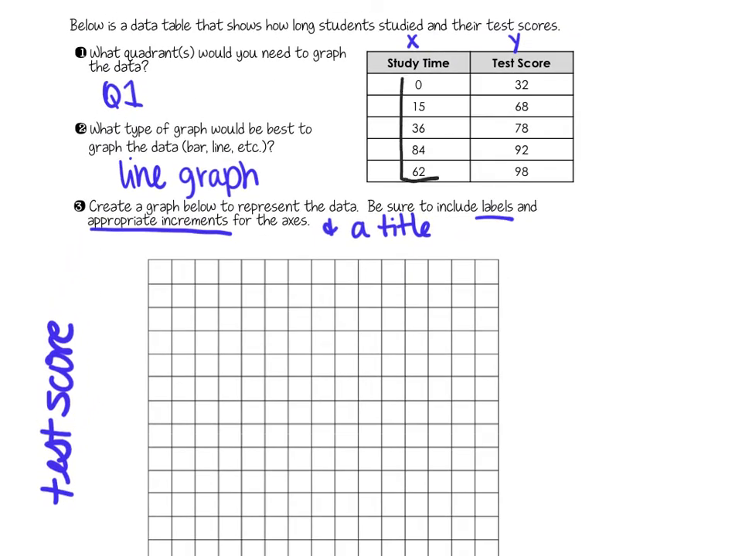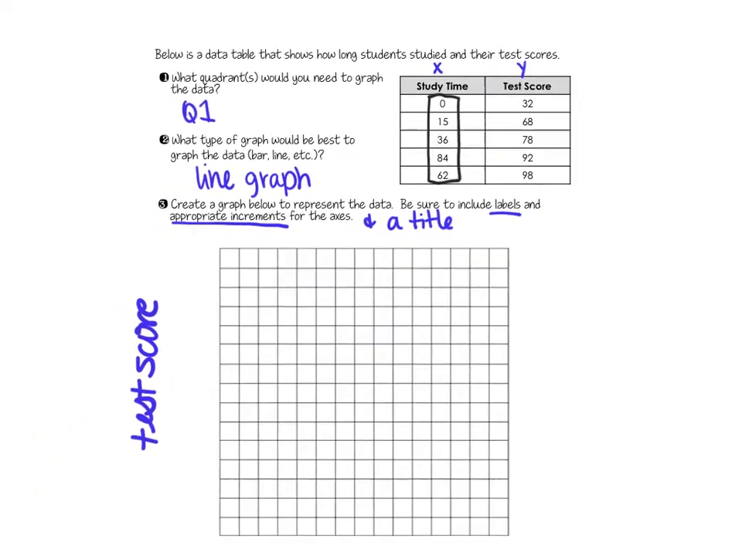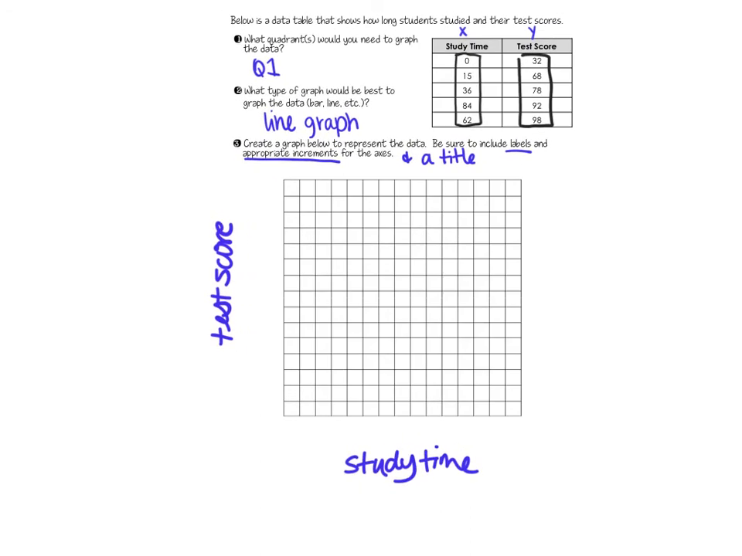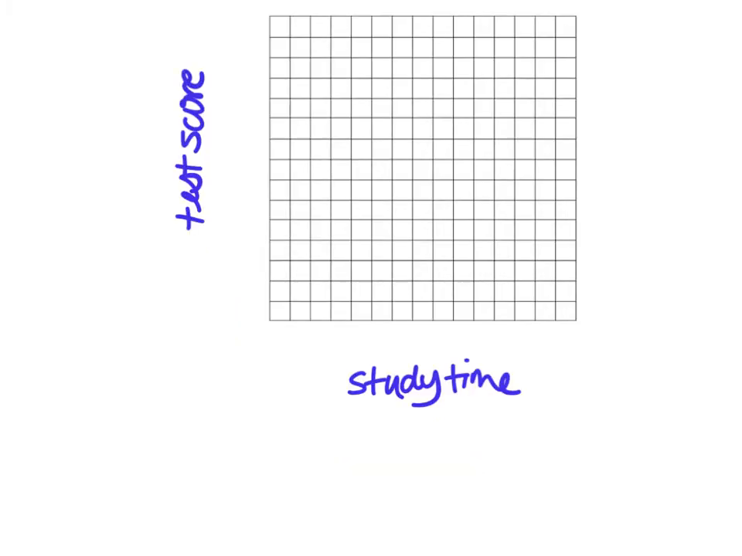Study time goes from 0 to 62. And then test scores go from 32 to 98. So I'm just going to pause for a second, and I want you guys to think about where I could start off and how many I should go up between each line. So pause and think. Okay, so we're going to go ahead and pick tens for the bottom.